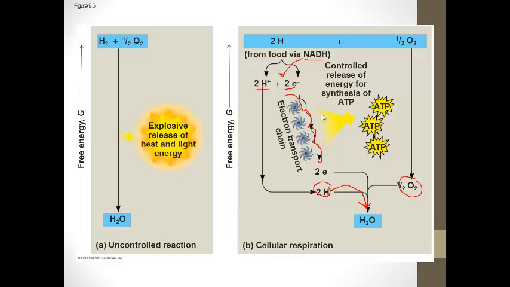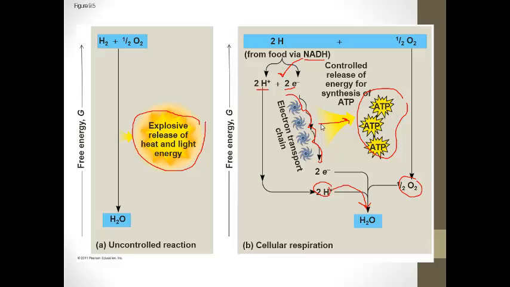This controls the release of energy from these electrons, and that controlled release of energy is what's used to regenerate ATP. If all the energy was released at one time, if those electrons did not flow down an electron transport chain, we'd have an explosive release of heat and light. And heat is not a usable energy source. You can't use heat to do anything. It can't power cellular work. Only ATP can.